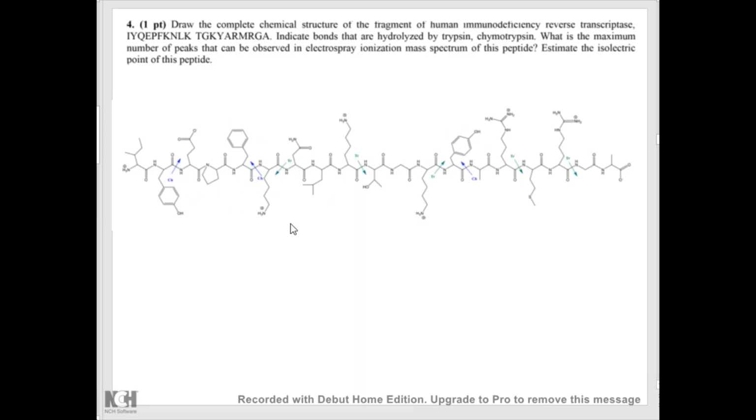Now, what is important here is that you do show the cleavage of a peptide bond. So the peptide bond is between CO and NH. This bond right here is not a peptide bond, and if you show cleavage of this bond, it will be counted as a wrong answer.